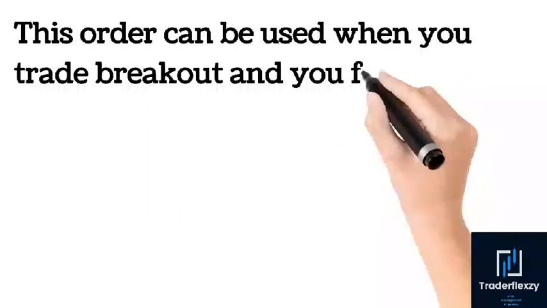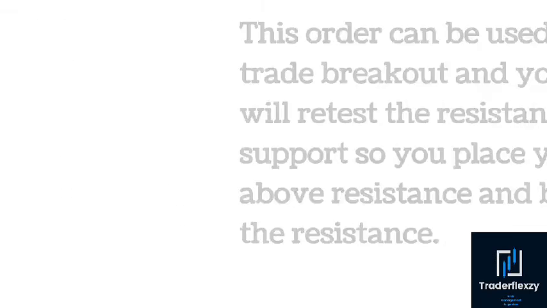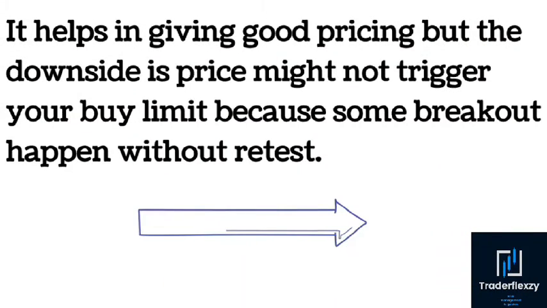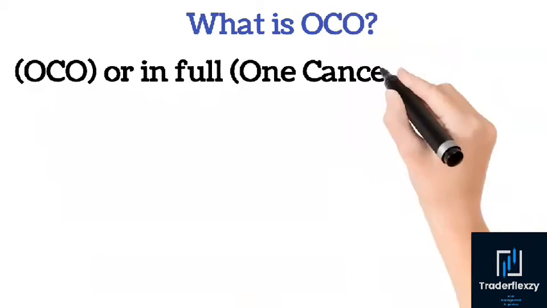This order can be used when you trade breakout and you feel price will retest the resistance to turn support. So you place your buy stop above resistance and buy limit at the resistance. It helps in giving good pricing, but the downside is price might not trigger your buy limit because some breakouts happen without retest.